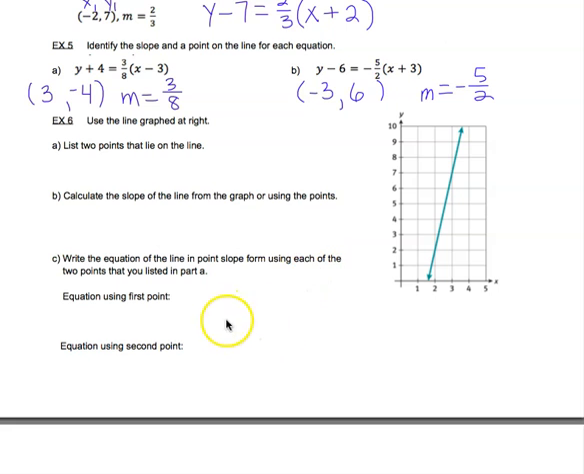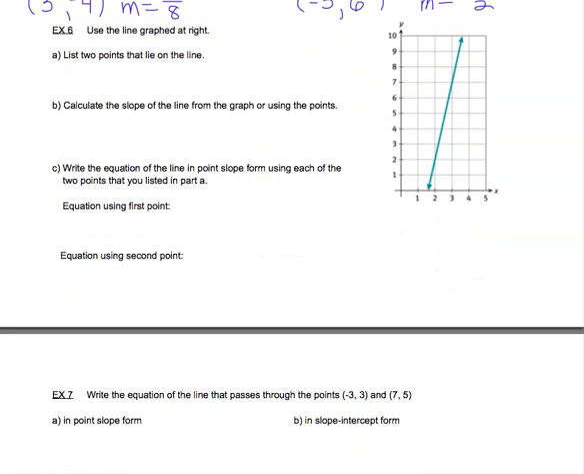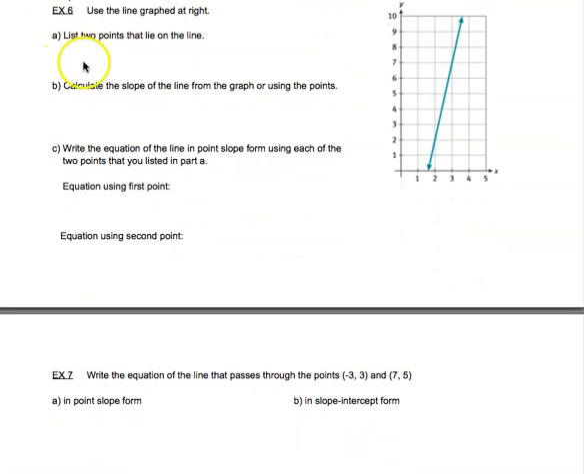All right, example 6. Now we're using this line that's graphed. Notice that on this graph, I can't see the y-intercept. So using slope-intercept form really isn't an option here. So in order to still write the equation of the line, the first thing I need to do is list 2 points that lie on it. So I can tell this guy right here is an exact point, and then this guy right here is an exact point. So the ordered pairs, this is 2, 2, and my second point is 3, 7.